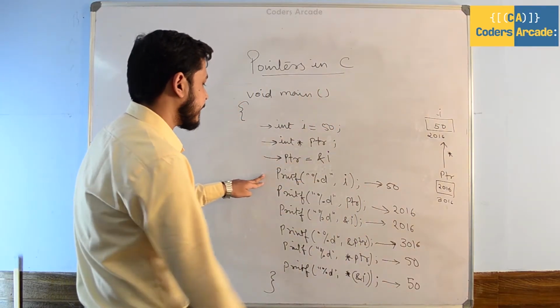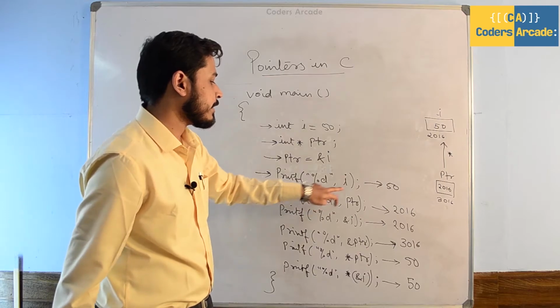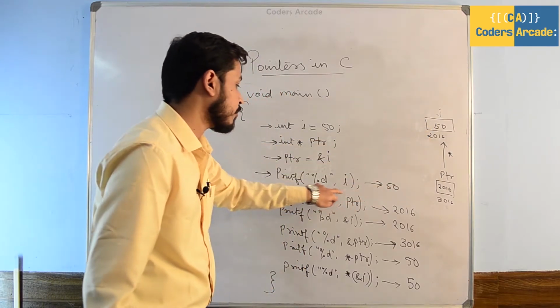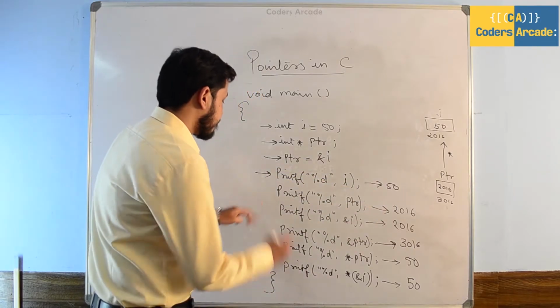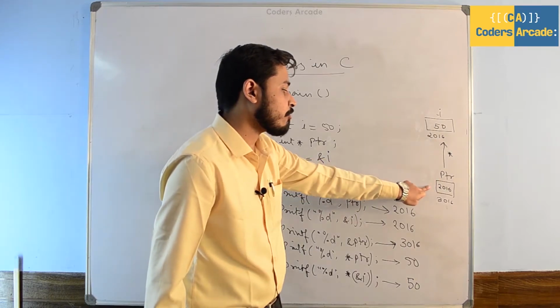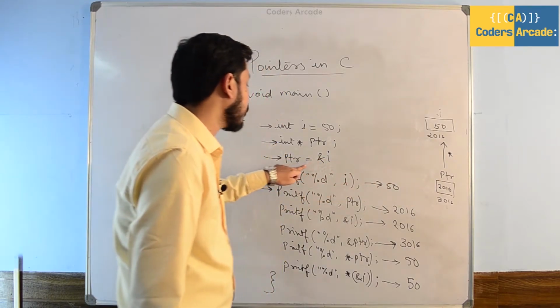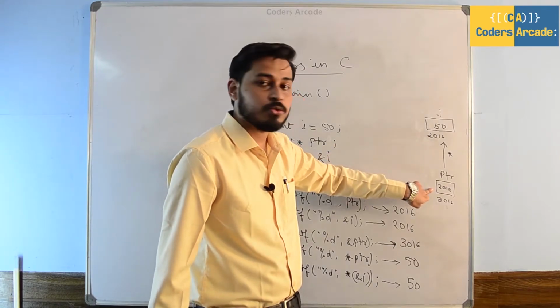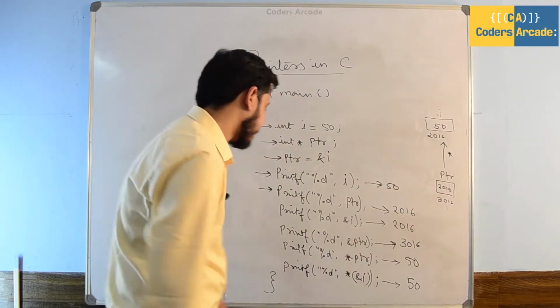Then we started printing our first thing. We printed I, right? The value of I is 50 in this case, so 50 is printed. Then again we printed pointer. What is the value of this pointer? The value of pointer was the address of I. So address of I is 2016, so 2016 came inside this pointer.